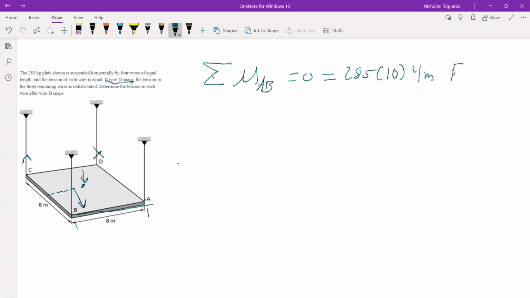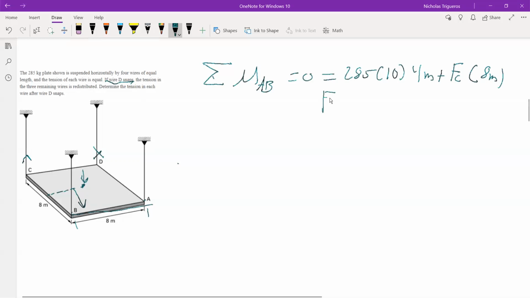So that's we're gonna call that. I'm just gonna say plus for now, FC times 8. Does that make sense? Yeah. I believe that's everything we have there for that moment, yes. So we can solve for force in C.